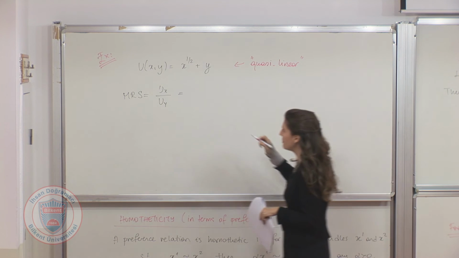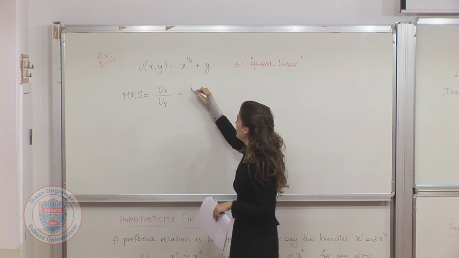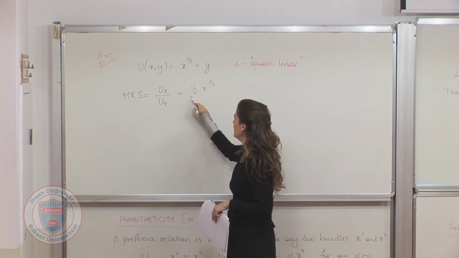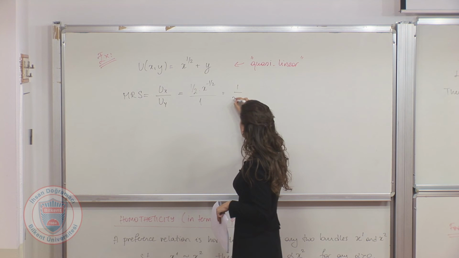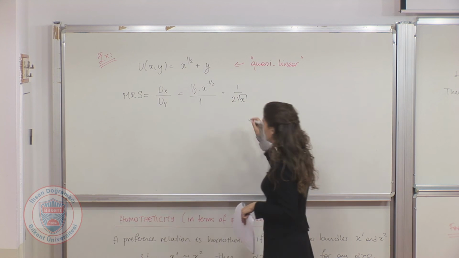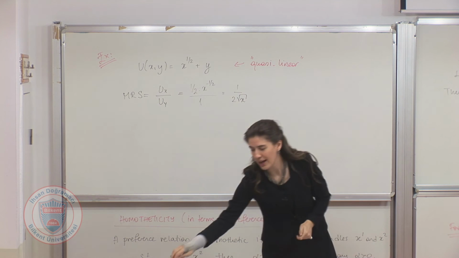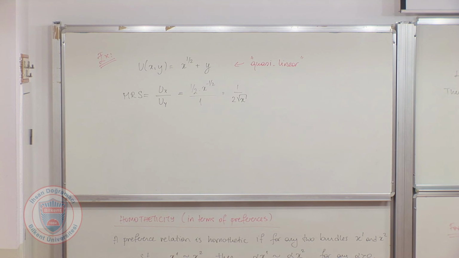So tell me, what is MRS? What is the marginal utility of x? 1 over 2, x to the power minus 1 over 2, right? Divided by 1. So this is the MRS. Does it only depend on the x over y ratio? Or does it only depend on the ratio? It doesn't depend on the actual value, right?